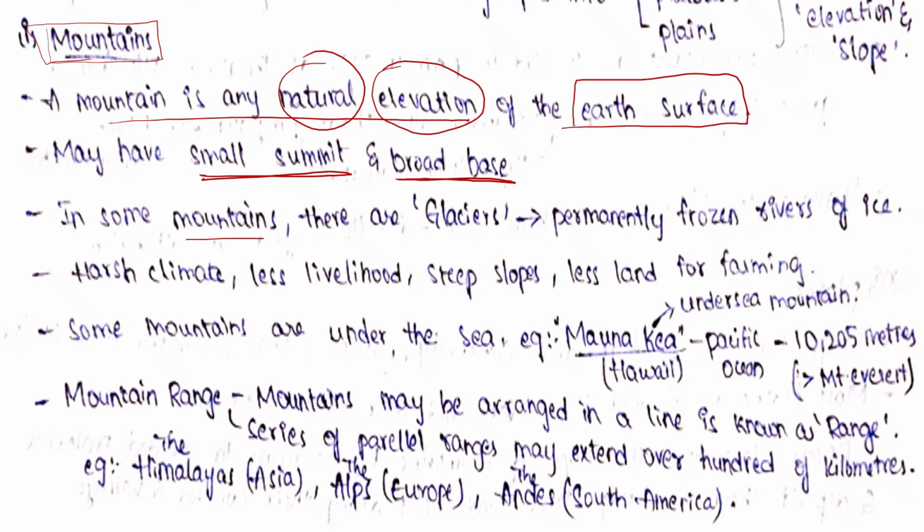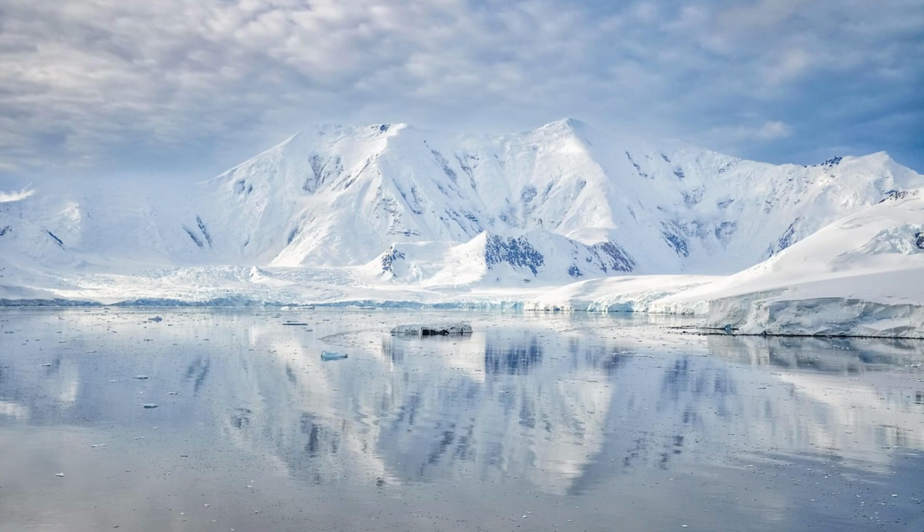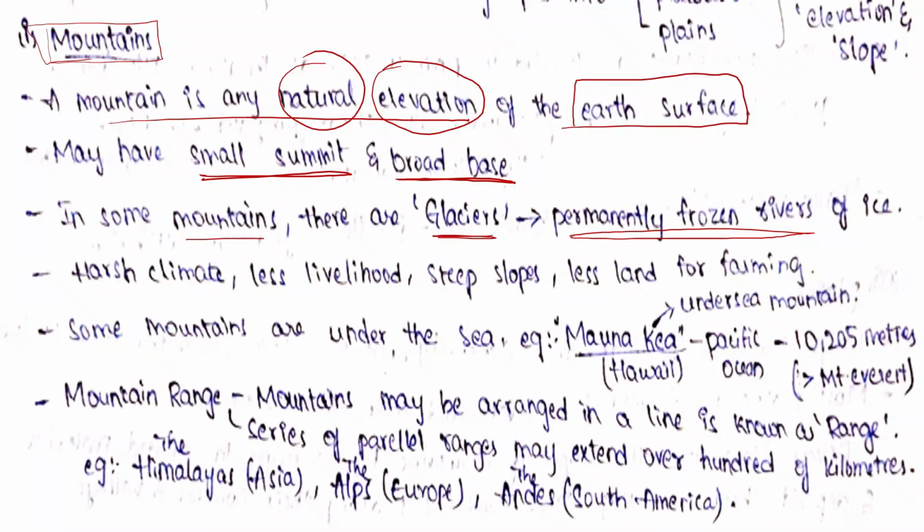And some mountains have glaciers. Glaciers are nothing but permanently frozen rivers of ice. The weather in the mountain areas is usually cold and harsh, and because of the steep slopes there is less land for farming and only few people live there, and hence less livelihood.